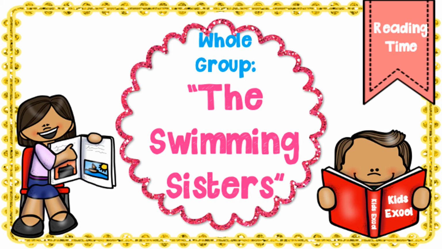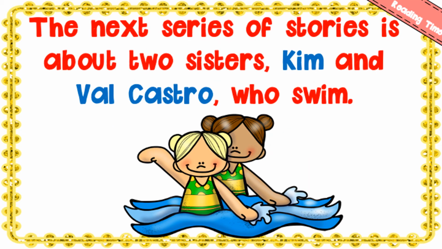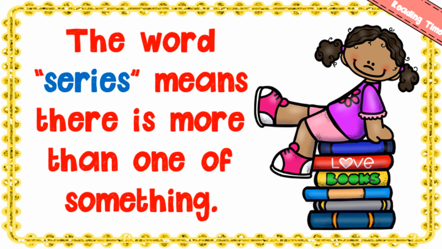Now we are going to read a story titled The Swimming Sisters. And if you look in your packet on page 49, you will see the story titled The Swimming Sisters. So you can find it now. Now the next series of stories is about two sisters, Kim and Val Castro, who swim. Now you're going to be comparing these two characters today. The word series means there's more than one of something. So this will be the first story in the series that we're going to read. So there's more to come.